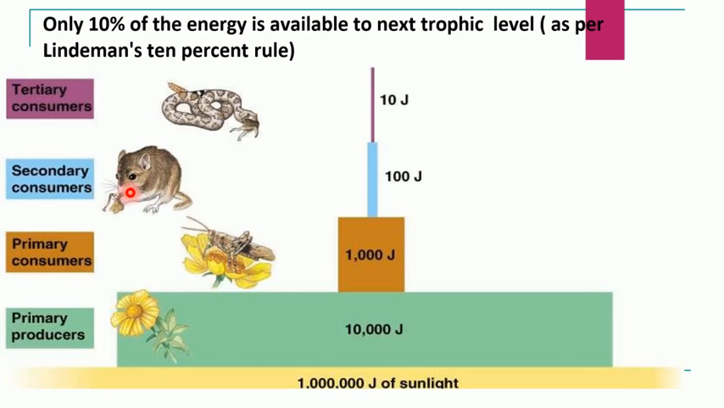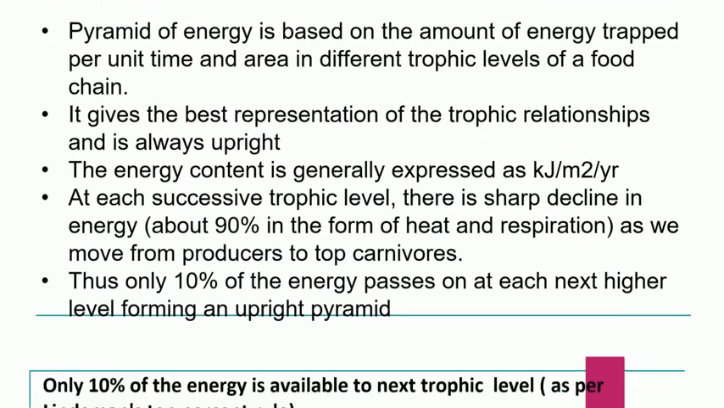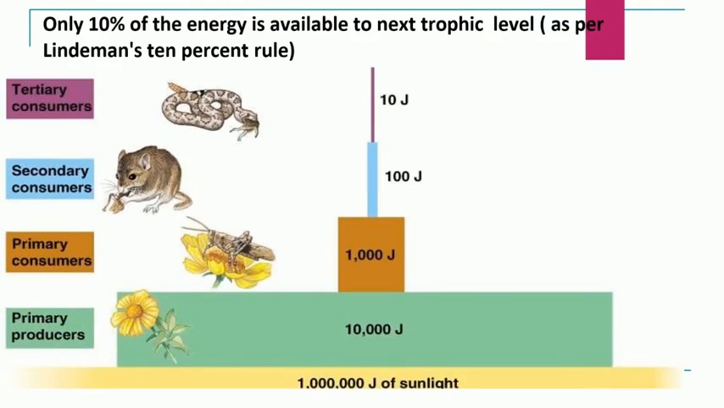Now these secondary consumers are eaten by the tertiary consumers. Here also there will be loss of energy, only 10% energy. So out of 100 joule, only 10 joule will be transferred to the tertiary consumers. So you can see at each stage the energy is lost. About 90% of energy is lost at each trophic level. So we'll come back to this. This pyramid of energy gives the representation of trophic relationships and it is always upright.